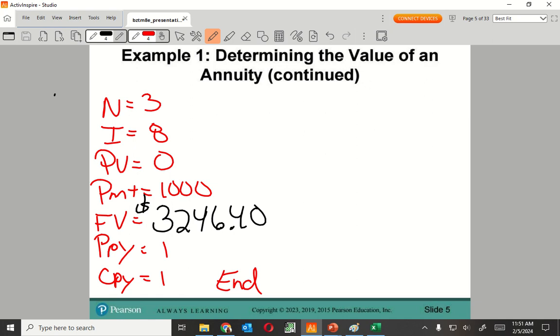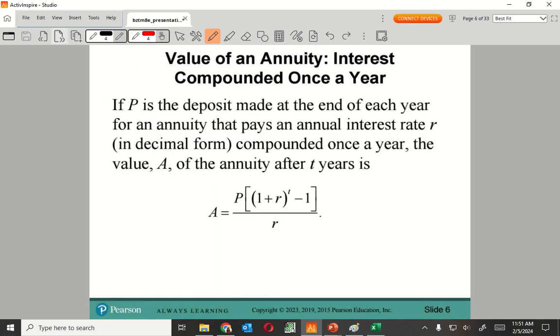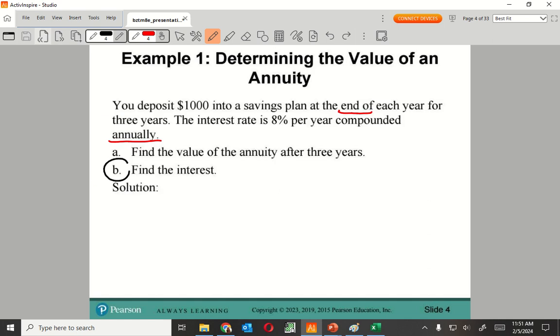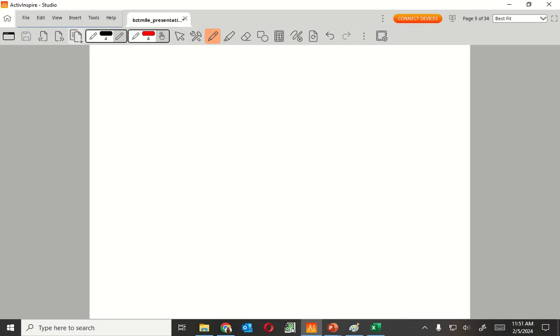Okay. So the next part is we're going to solve for the interest. To find interest, I take my future value. This is just for my annuities investment. Minus N times payment.